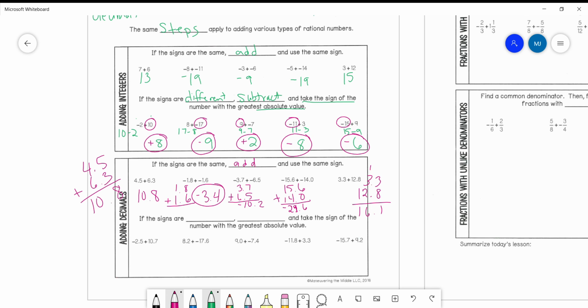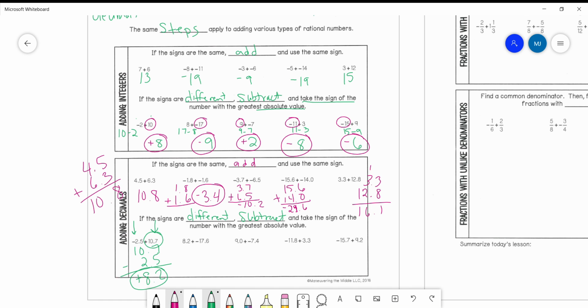If the signs are different, subtract and take the sign of the number with the greatest absolute value. So here we've got a negative and we have a positive. And so we want to actually put the larger absolute value on top minus the smaller absolute value on the bottom, making sure that we line up our decimal points. This is 8 2/10. This one has a greater absolute value, so it is a positive 8 2/10.